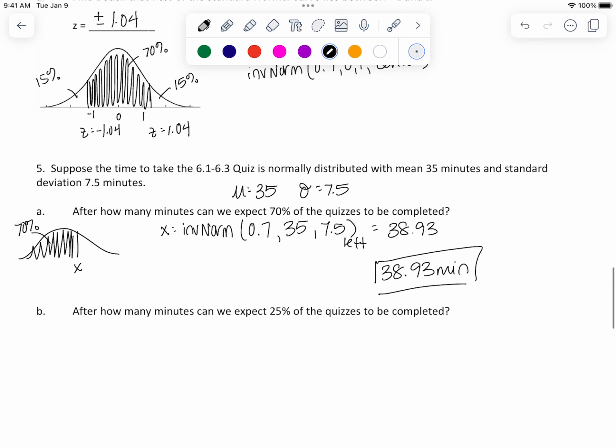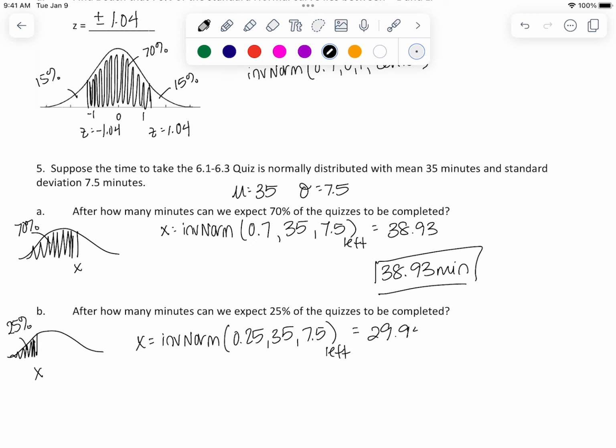And our last one, after how many minutes can we expect 25% of the quizzes to be completed? So similar, but now we're looking for our x value here where only 25% have been completed. So we'll do our x is equal to inverse norm of 0.25, 35, 7.5. Again, choose left if you have the calculator that has left, right, center. And this is going to give us 29.94. So 29.94 minutes, or just about 30 or half an hour. And that's our review.